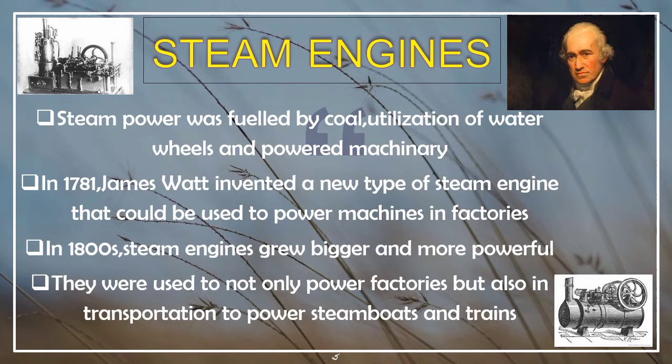The steam engines. Steam power was fueled by coal, utilization of water wheels, and power machinery. In 1781, James Watt invented a new type of steam engine that could be used to power machines in factories. In 1800, steam engines grew bigger and more powerful. They were used to not only power factories but also in transportation to power steamboats and trains.